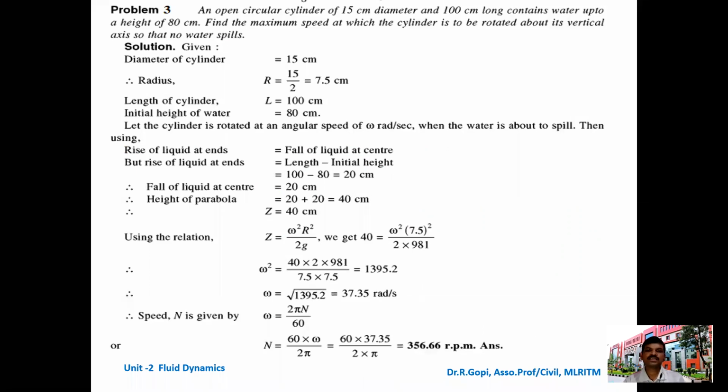So I hope all of you understand these two problems. These are very easy problems.